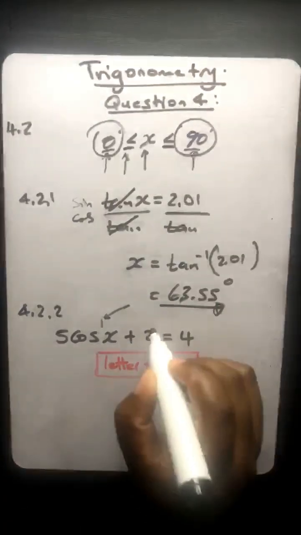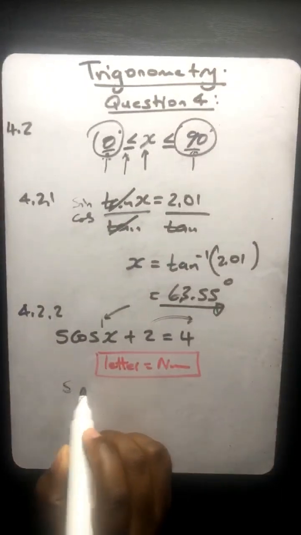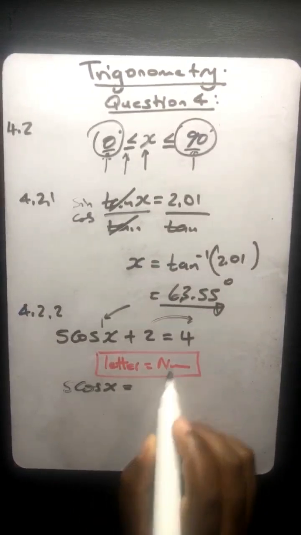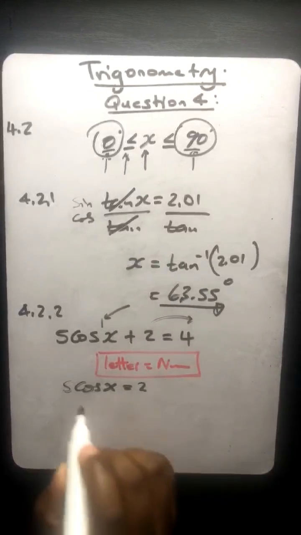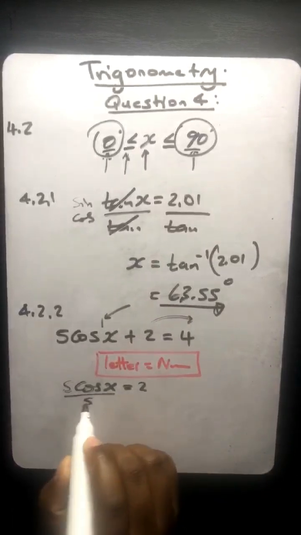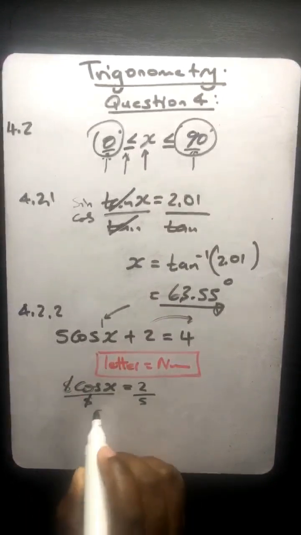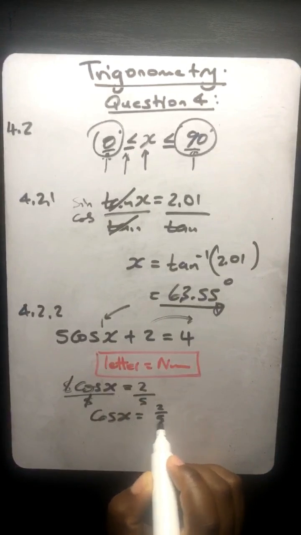So let's see. That means you're going to take this to the other side and then you end up having 5 cos of the angle which is equal to 2. What is 4 minus 2? Is it not 2? Then can you see, this is where you can divide both sides by 5. Why? So that this cancels and then you have cos x which is equal to 2 over 5.